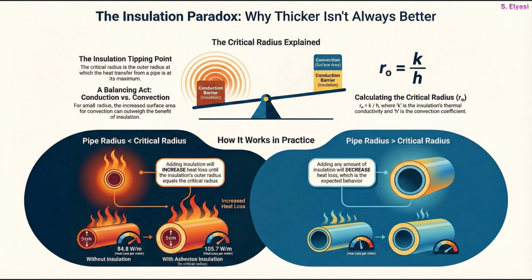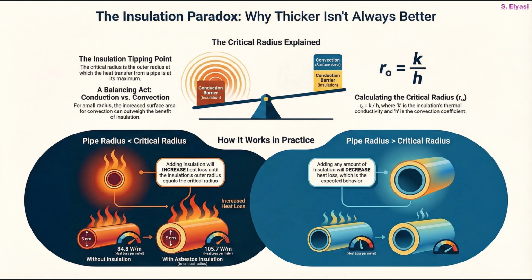First up, you have to understand something called the critical radius. Just think of it as the insulation's tipping point. It's the specific outer radius where heat loss from the pipe hits its absolute maximum. To find it, you simply take the insulation's thermal conductivity, which we call K, and divide it by the convection coefficient, or H, basically how fast heat escapes into the surrounding air.